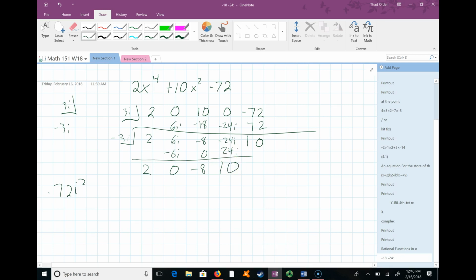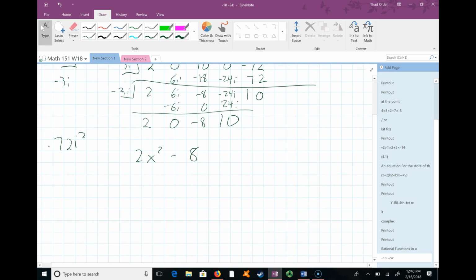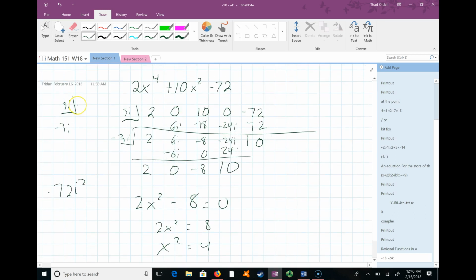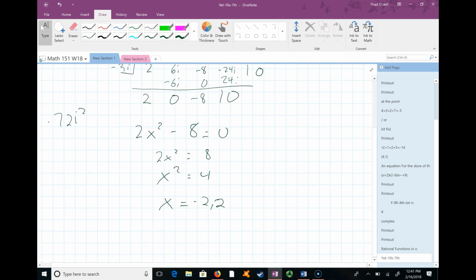We add this together, so we're left with 2x squared minus 8. If we set that equal to 0, that gives me 2x squared equals 8, which means x squared is equal to 4, which means x is equal to negative 2 or positive 2. So someone told us the imaginary root, and we were able to work through synthetic division to find the other 2. Okay, so there's one example.